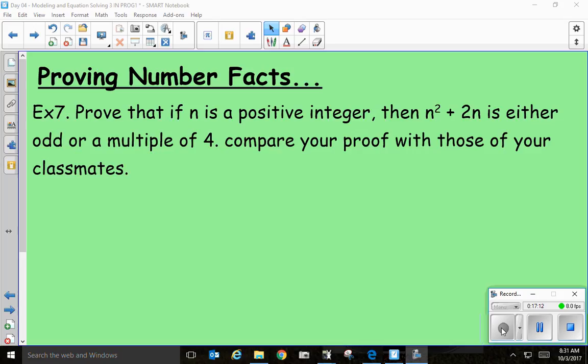Example 7. Prove that if n is a positive integer, then n squared plus 2n is either odd or a multiple of 4. Compare your proof with those of your classmates. So what are we going to do? What are the steps we're going to do first? We're going to factor it. Then we're going to take a look at what we have and logically explain why it will either be odd or a multiple of 4.